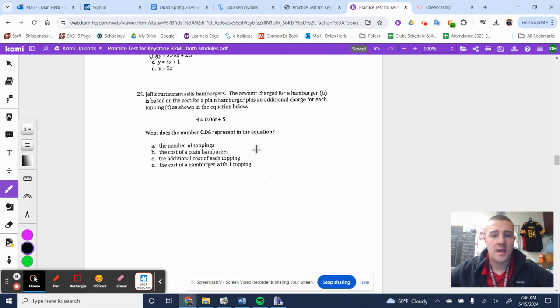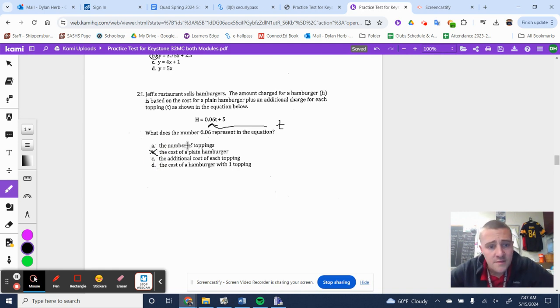Jeff's restaurant sells hamburgers. The amount charged for a hamburger is based on the cost of a plain hamburger plus an additional charge per topping, as shown below. So this number that they're asking me about is in front of T, which stands for topping. So it should have something to do with a topping. So it's not B, because B says the cost of a plain hamburger has nothing to do with topping.